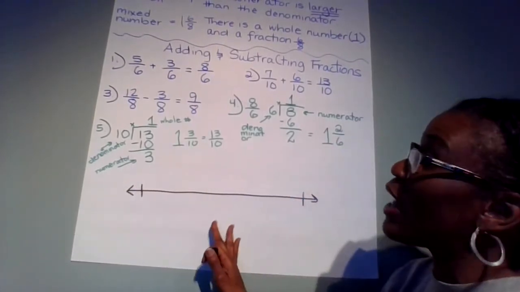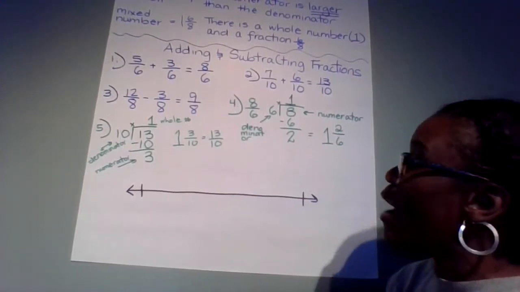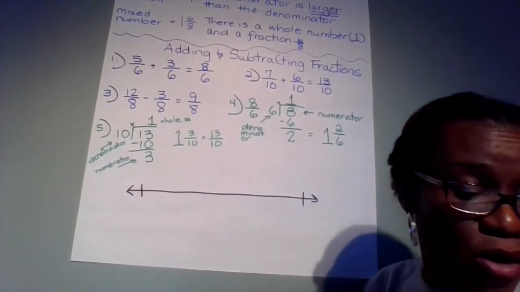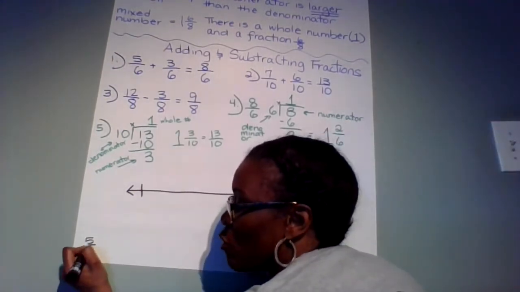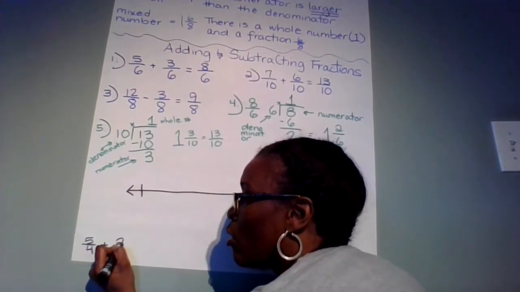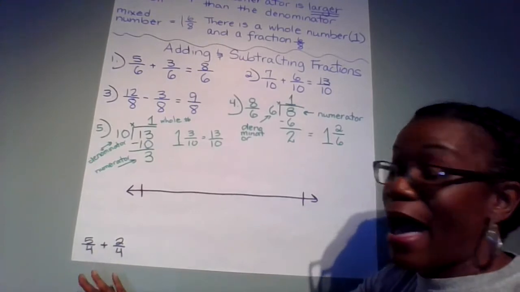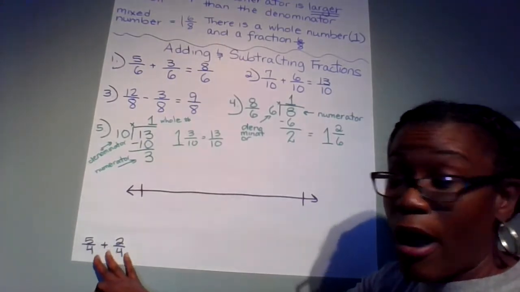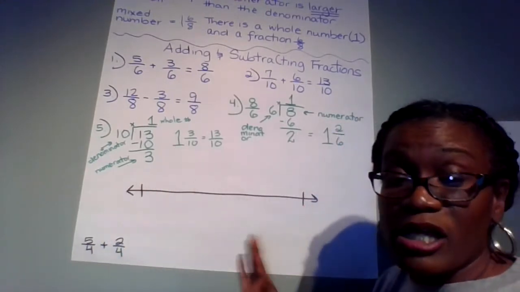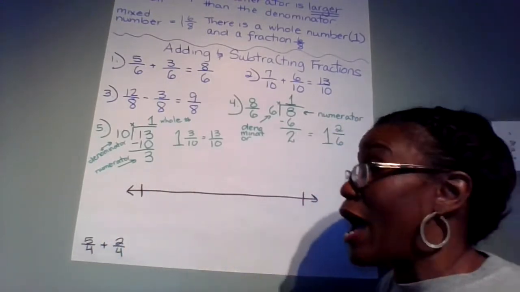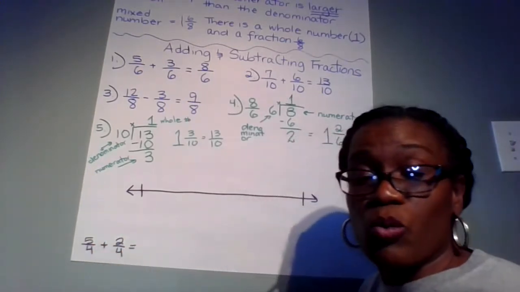So here's my number line, and here's my problem. Let's try 5/4 plus 2/4. So we're going to do 5/4 plus 2/4, which is going to be my addition problem. So let's do the addition first, and then that will help us when marking our number line. So 5/4 plus 2/4 is equal to what?